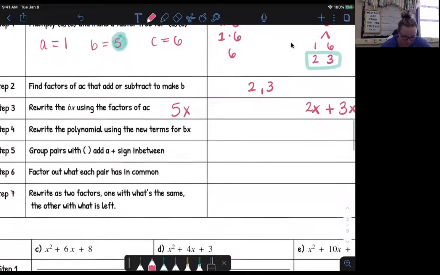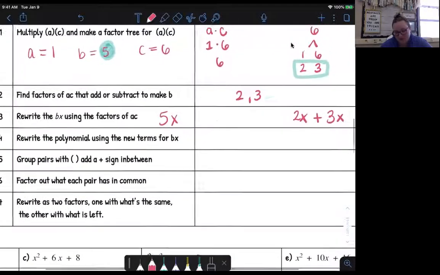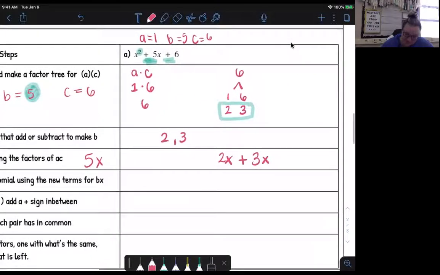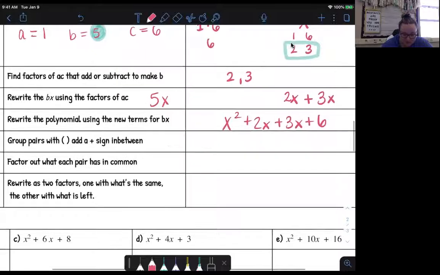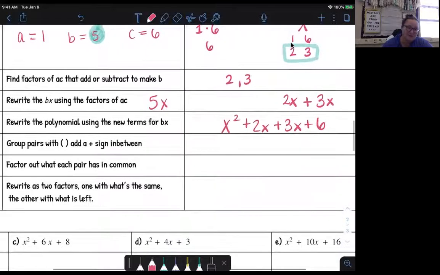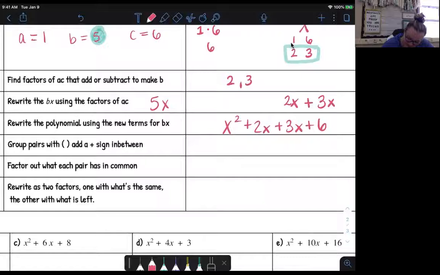Okay. Now we're going to rewrite the polynomial using the new terms for Bx. So we're going to rewrite x squared plus 5x plus 6 using x squared plus 2x plus 3x plus 6. So all I did was replace the 5x with 2x plus 3x. Now we're going to group pairs with parentheses and put a plus sign in between. So we're literally just going to take these two terms and put parentheses and these two terms and put parentheses. So we're going to have x squared plus 2x in parentheses plus, and then in parentheses 3x plus 6.